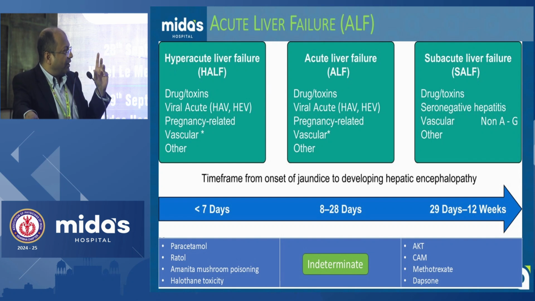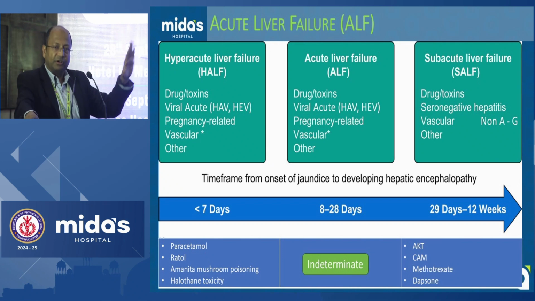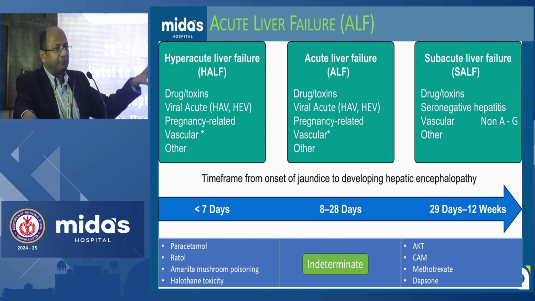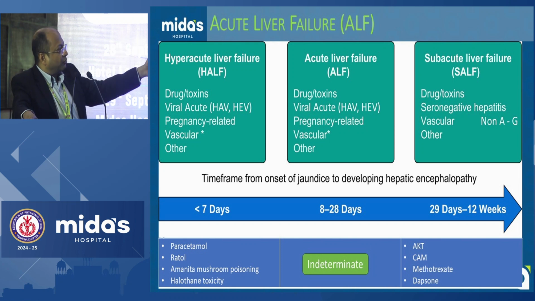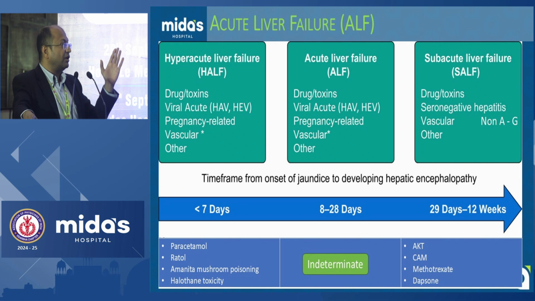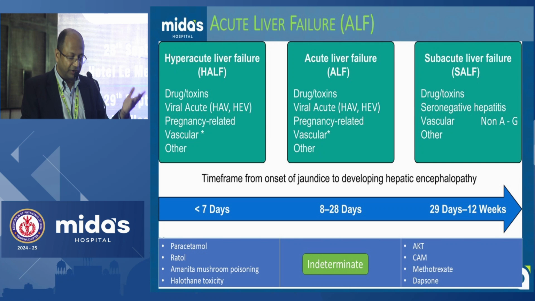Now, the most common etiologies for hyperacute are different from subacute. So the presentation depends on what the etiology is. Fortunately, the ones who have the most dramatic presentation, the hyperacute ones, are also the ones who will most likely recover and not need a transplant. So the ones with paracetamol poisoning, retol poisoning or halothane toxicity are most likely to recover, or hepatitis A or E. The ones with subacute liver failure, for example, drug-induced liver injury and some others, methotrexate toxicity, are less likely to recover unless we stop the inducing agent in time.